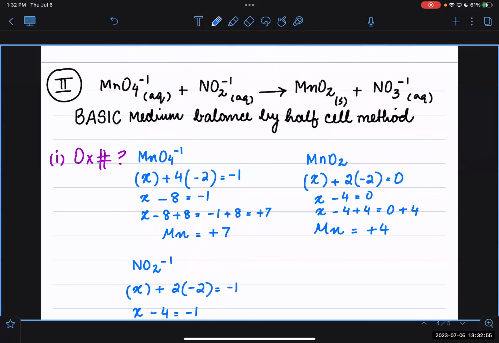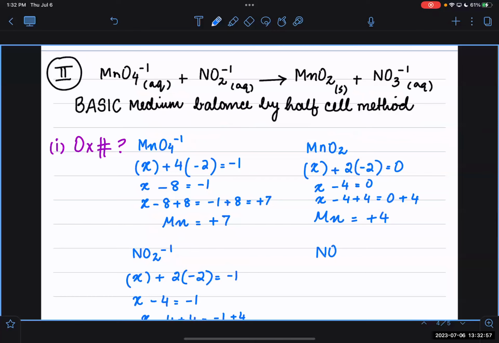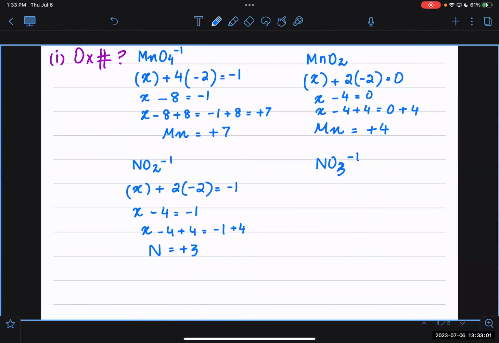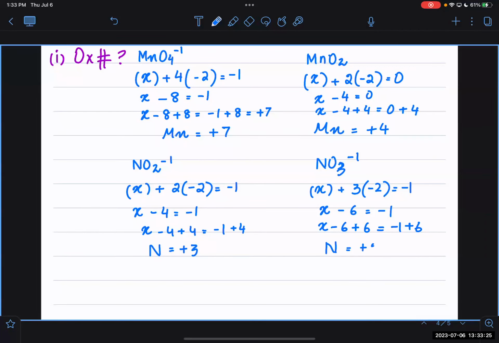So in other words, the oxidation number of nitrogen is +3. The other species is the nitrate, and we already calculated it earlier, but let's do it again. So nitrate -1. So nitrogen is X plus 3 times -2 is equal to -1. X minus 6 is equal to -1. X minus 6 plus 6 is equal to -1 plus 6. So what do you have here? Nitrogen here is +5.